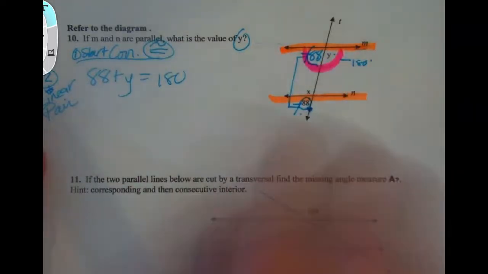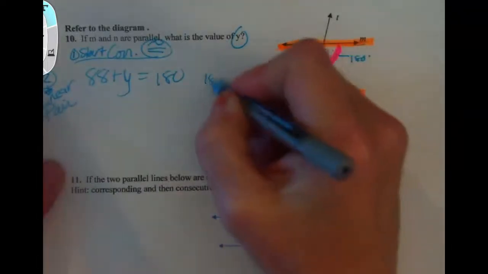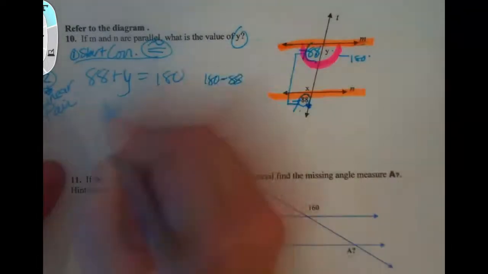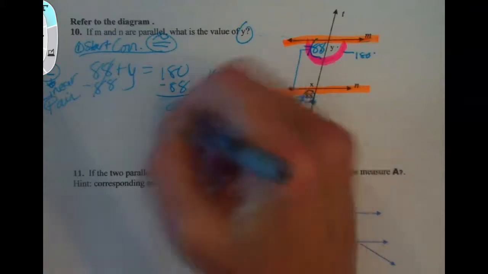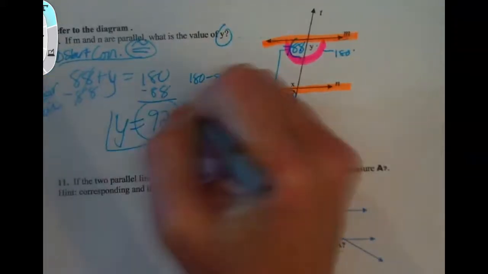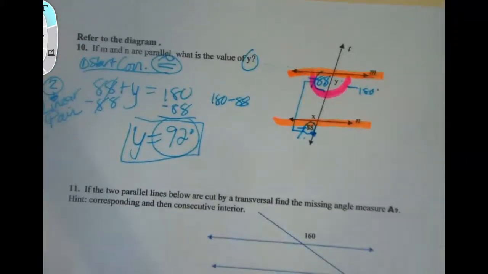Or, the easier way, we could just take 180 minus 88. It's the same thing, because to solve the equation, you would subtract 88. So hopefully you figured that out, and when you're checking this, you can see there could have been other ways that you figured this out. Y would equal 92.